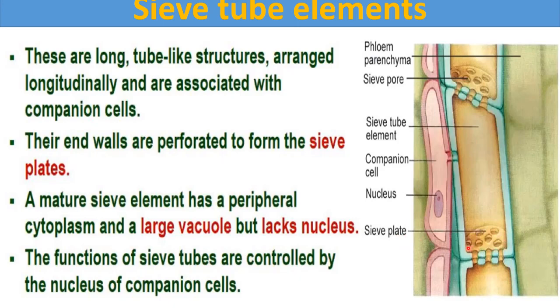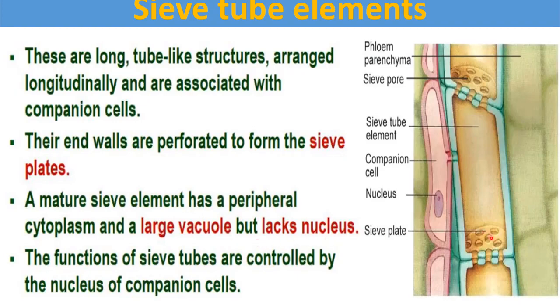So sieve plates are present here in sieve tube elements. Now a mature sieve element has a peripheral cytoplasm and a large vacuole. It means when the sieve tube element gets mature, then what happens? Its cytoplasm gets shifted towards the peripheral ends. And in the center, if no cytoplasm is present, then a vacuole will develop in the center, right? So a large vacuole is present and cytoplasm is present at the periphery, but it lacks a nucleus.